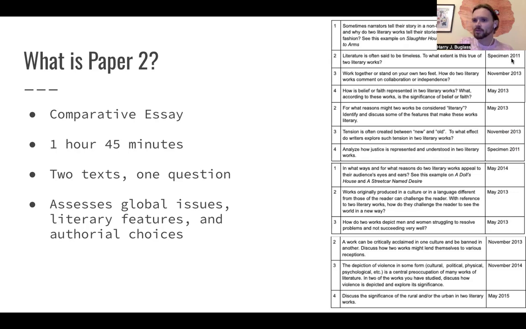We have Specimen 2011: Literature is often said to be timeless. To what extent is this true of two literary works? How about we go for November 2013, third from the bottom: A work can be critically acclaimed in one culture and be banned in another. Discuss how two works might lend themselves to various receptions.